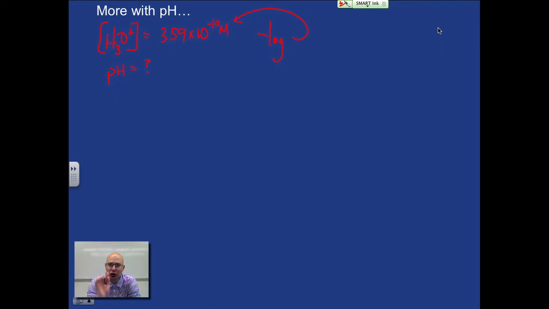Now my answer should be pretty darn close to 10, just a little less than that. About 10, just a little less than 10. And when I type it into my calculator, I get 9.44, which makes sense for a pH for that.